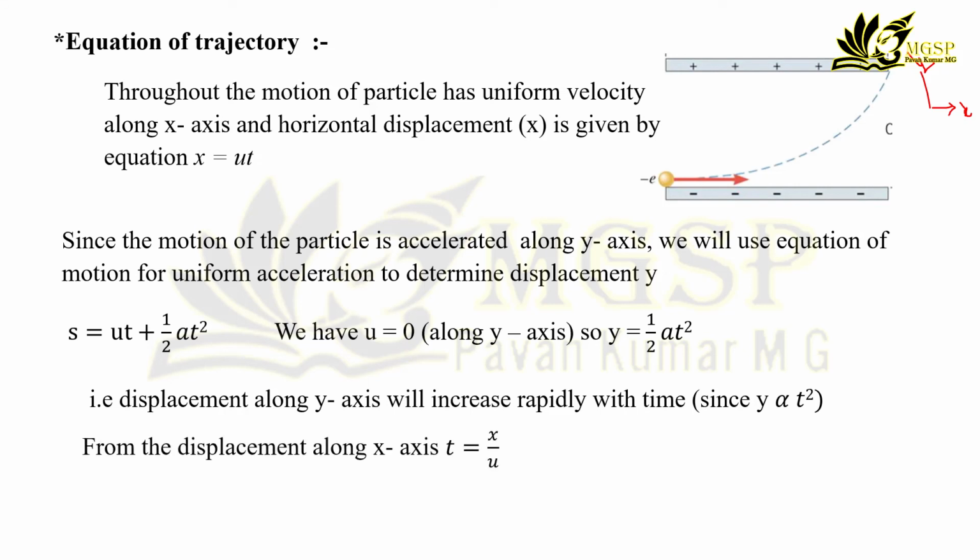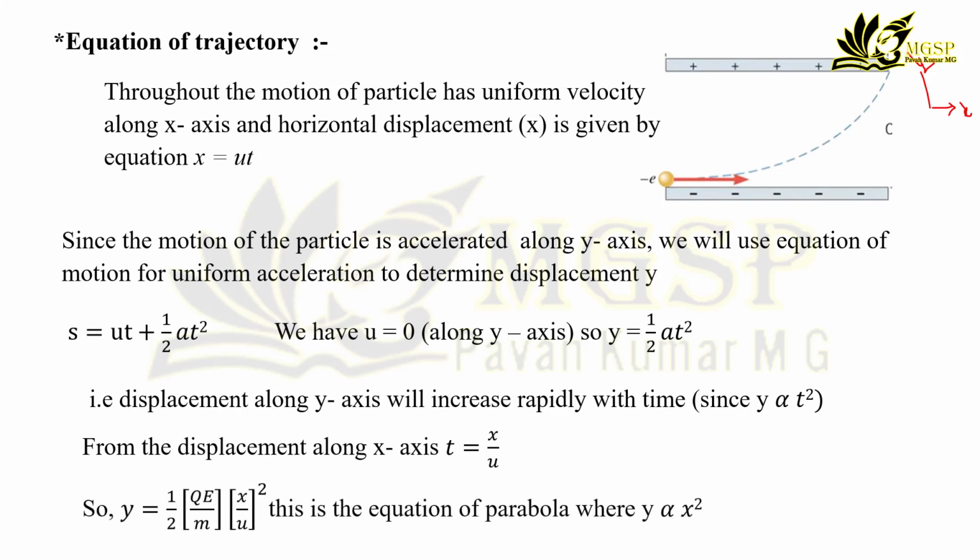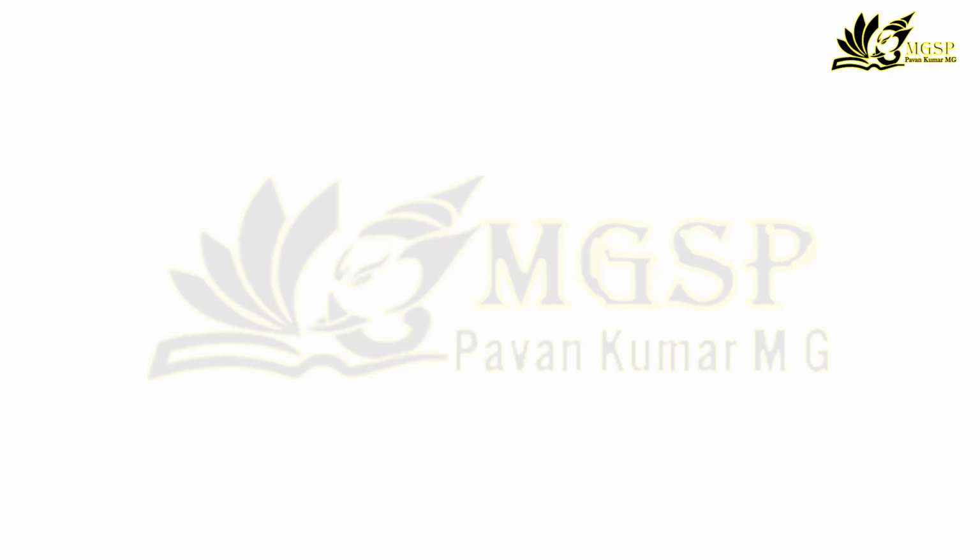From the displacement along the x axis, t is equal to x by u. Next, y comes out to be 1 by 2 times qE by m times x by u whole square. This is the equation of a parabola, where y is directly proportional to x square.